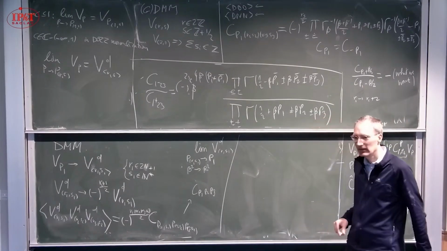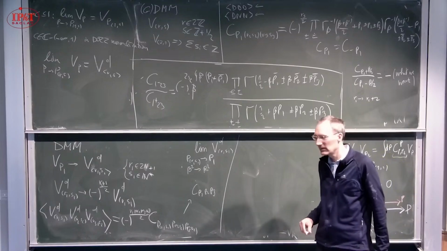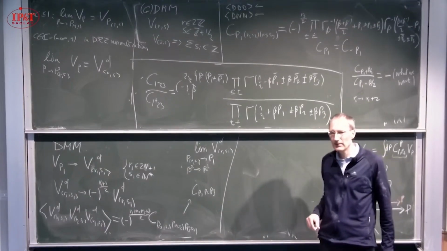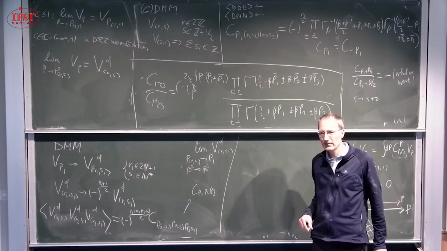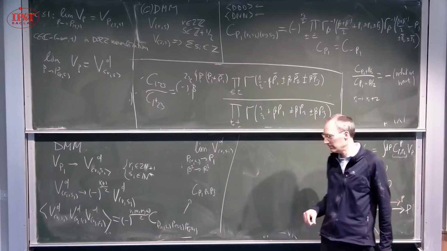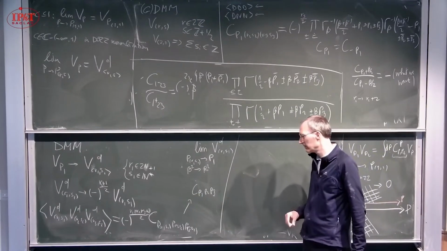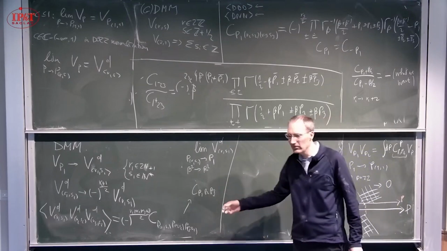So the reason you're saying it doesn't have a limit is because in this limit somehow R1, R2, R3 are becoming very large. Right. Yeah, yeah. So what do we do?